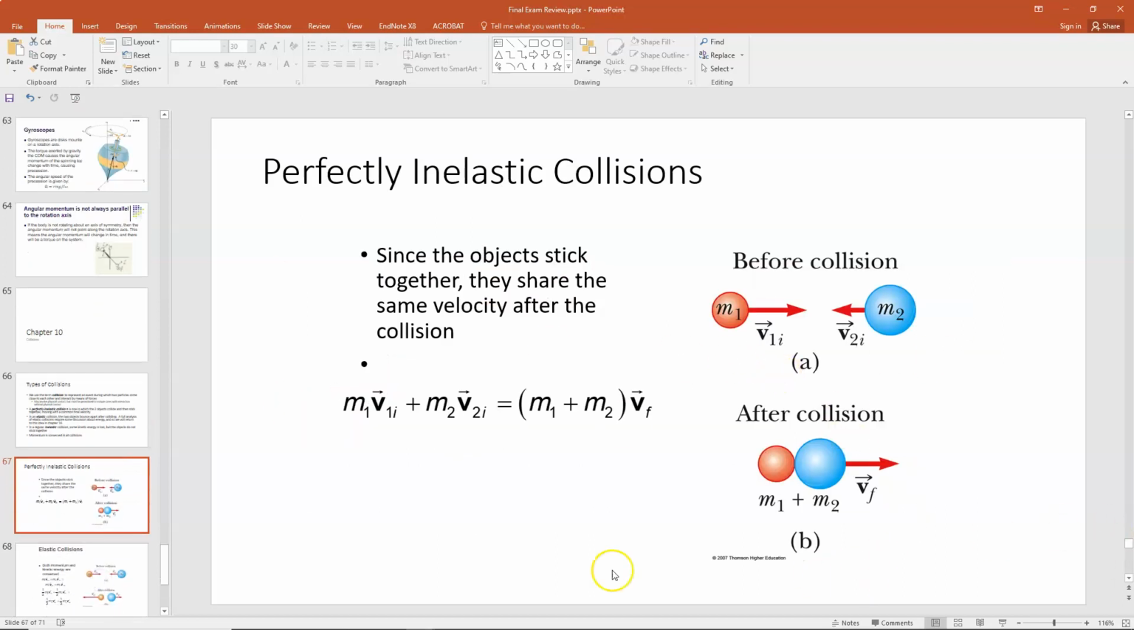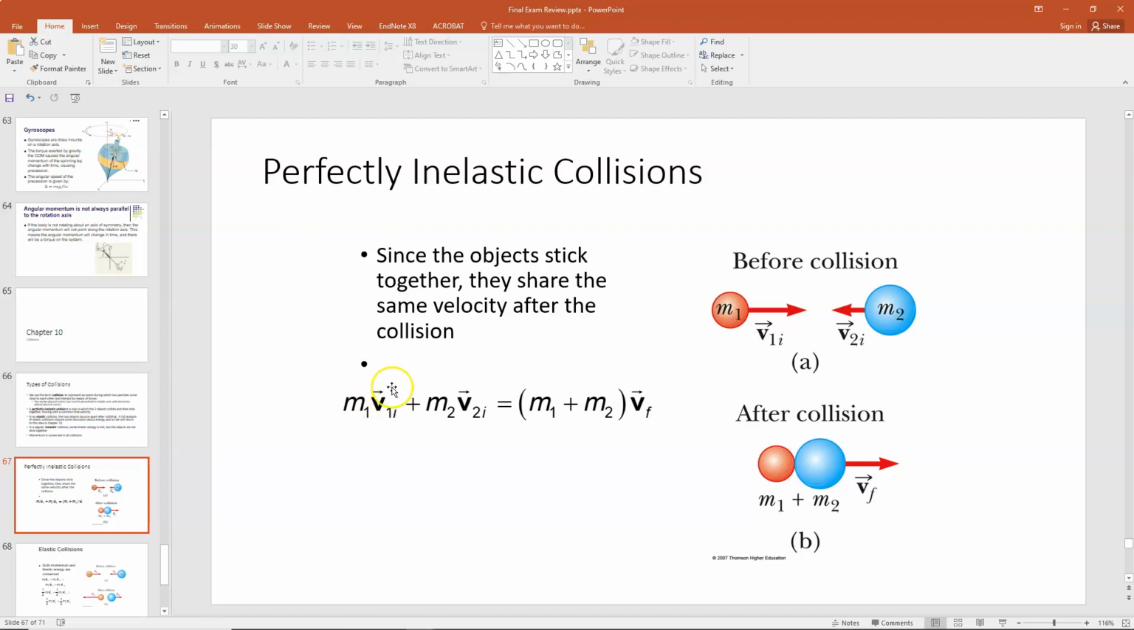So here's a little schematic of that. Remember, momentum is still going to be conserved, even though it's inelastic. It's just kinetic energy that's not conserved. And so if you have two bodies, for example, m1v1 plus m2v2 is equal to (m1 plus m2) v final. Remember, momentum is a vector, so it doesn't have to be 1D like this. It could be 2D or 3D.